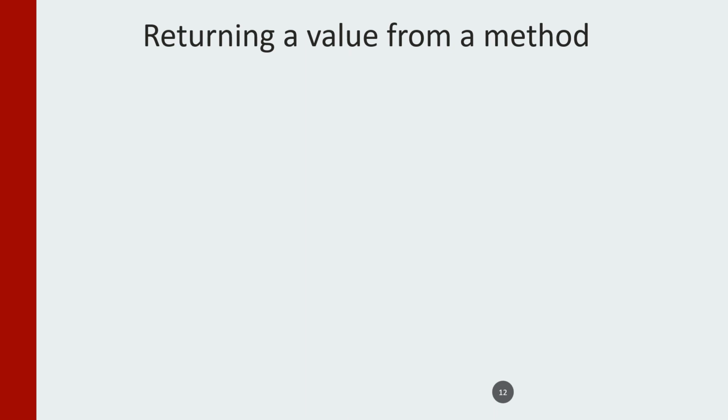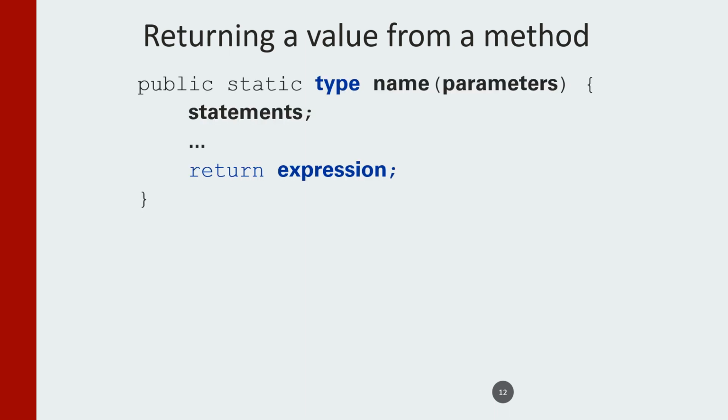I want to talk about returning a value from a method. We've already seen an example in Math.pow. So Math has a method associated to it called pow that returns a double. The way that you would write your own methods using this example: public static, the type is double, that's the return type, the name is pow. And then inside you're going to put your parameters.